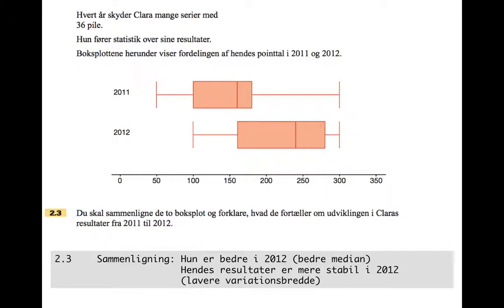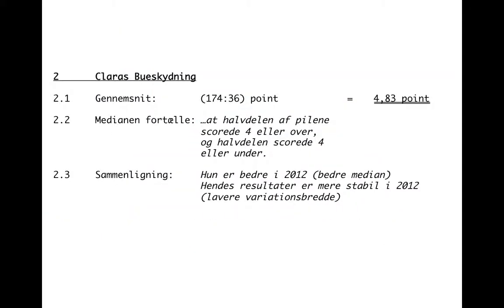So I've written a comparison. She's better in 2012 because there's a higher median. Her results are more consistent, mehr stabil, in 2012 because there is a lower range. Variationsbreite is range, and it's basically the difference between the highest and the lowest. But generally with a box plot, it needs to be those two observations, the position of the data and the spread of the data. So there's my answers set out neatly with the marks, 3, 3 and 4 marks available.